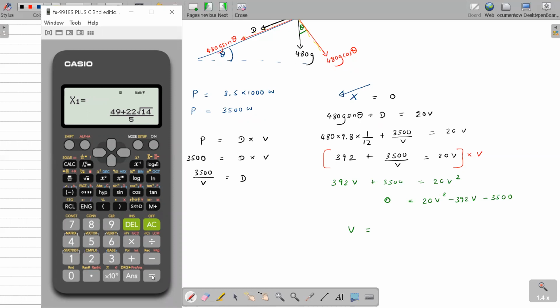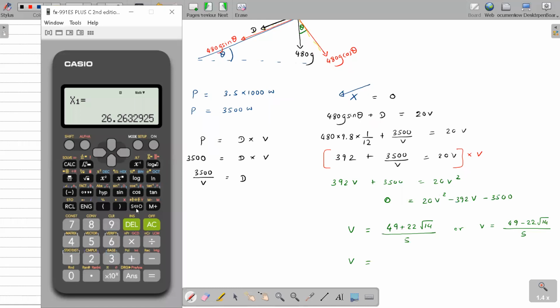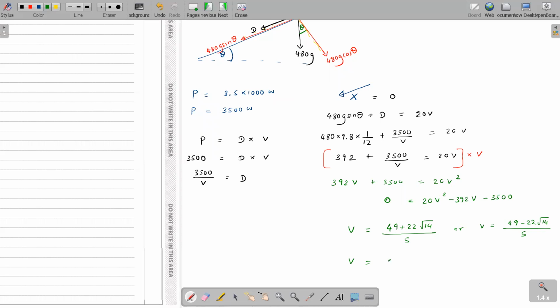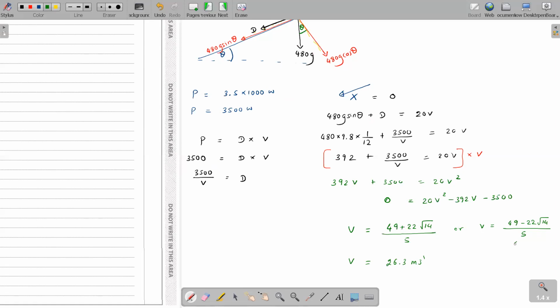So 49 plus 22 root 14 over 5. I want you all to tell me the decimal figure here. What are the decimal figures, children? This one is 26.26, which is 26.3 meters per second. And I think the other one is probably minus 6 point something. So that is not needed then.